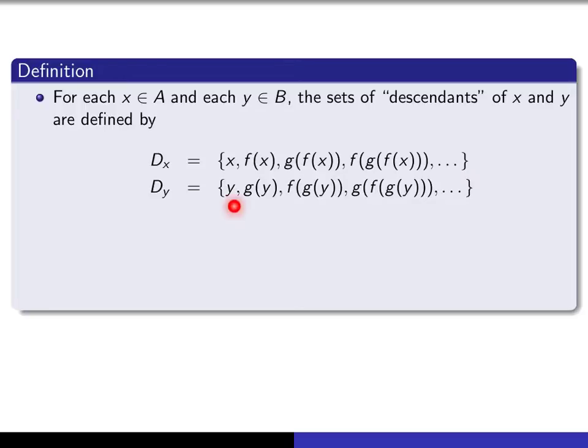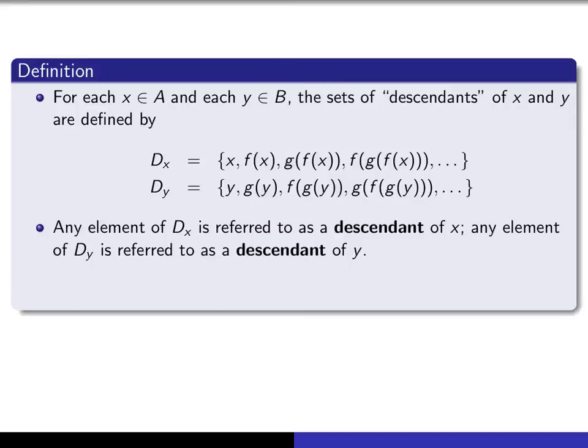And similarly, we get the descendants of y by starting with the image of y under g and continuing with the same pattern. So any element of this set D sub x is referred to as a descendant of x, and any element of this set D sub y is referred to as a descendant of y. So this element here is a descendant of x, this element here is a descendant of y.